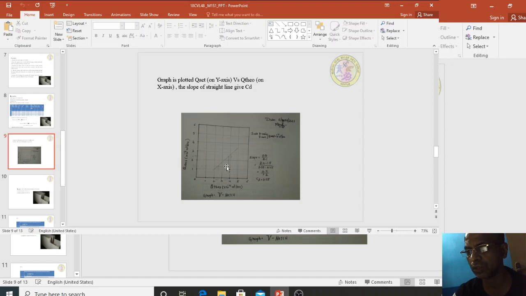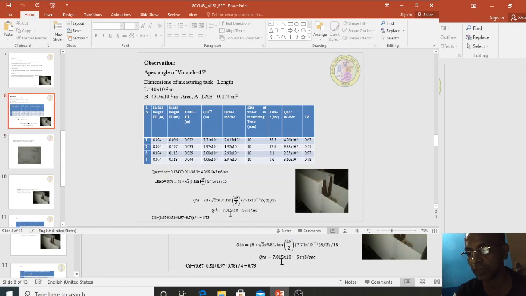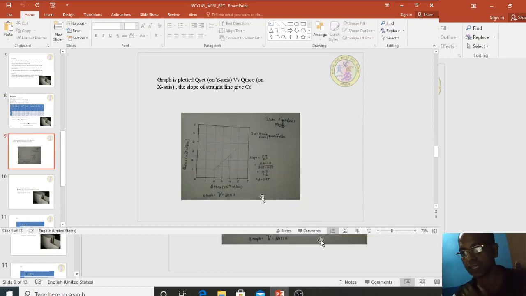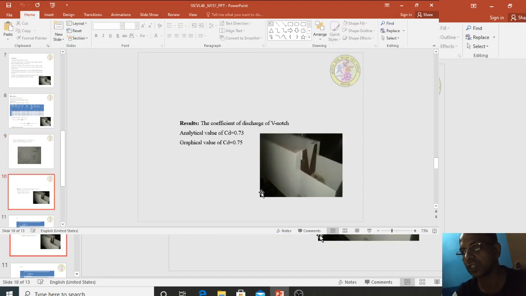Taking any two constant values on the x-axis and the corresponding y-axis intersect, that is AB by BC, it will be 0.75. So experimentally we got an average of 0.73, and graphically we got 0.75. Now record the theoretical value of the coefficient of discharge and the graphical value. That ends the results of this V-notch experiment.